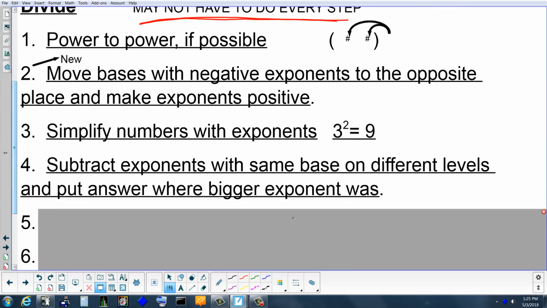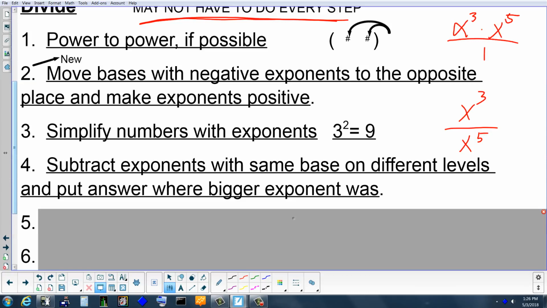Now we can subtract the exponents. Remember, when you're subtracting, they're on different levels. It's like an x in the top and an x in the bottom. If they're on the same level, like this, do you subtract them when they're on the same level? No, you add them, right? So that's steps 4 and 5.